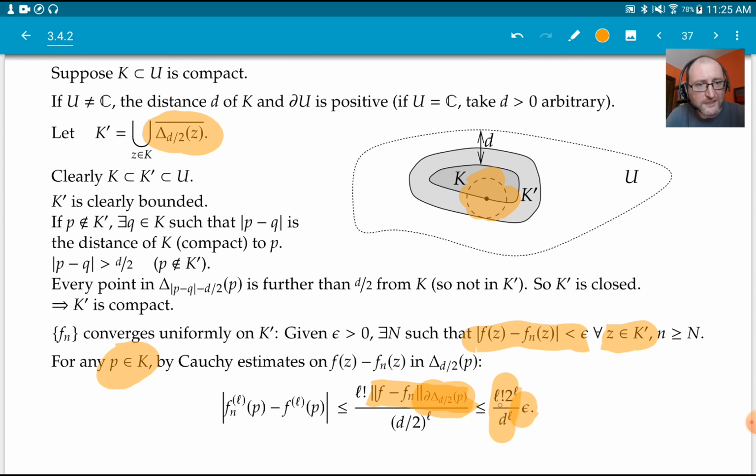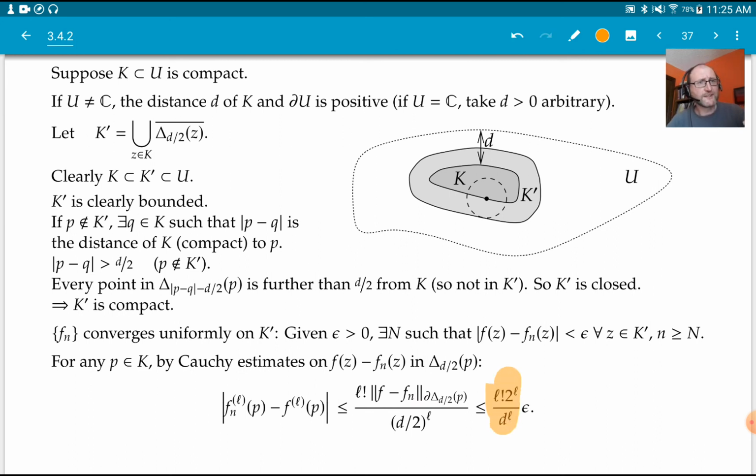It doesn't really matter. So this is just a constant, right? Because for any L, we get uniform convergence. So L is fixed, so who cares about what this is? D is also fixed. That depends on K, that was the distance of K to the boundary. So everything out here is just a constant.